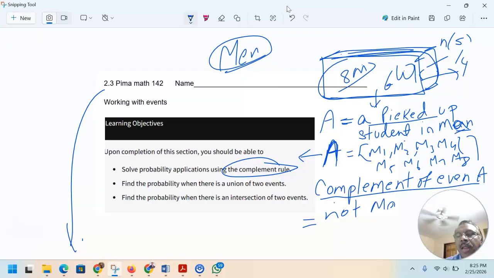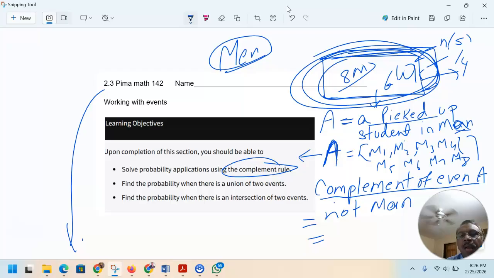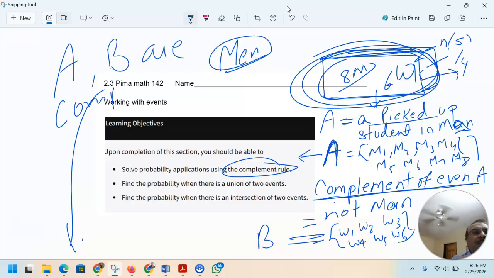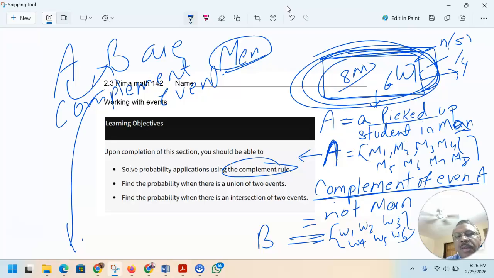If it is not man, that means you're talking about the rest of this 14. I'll call this B, a new event, which is the complement, and that will be all the women: woman 1, woman 2, woman 3, woman 4, woman 5, and woman 6. So A and B are complements of each other, complementary events. A is the complement event of B and B is the complement event of A.